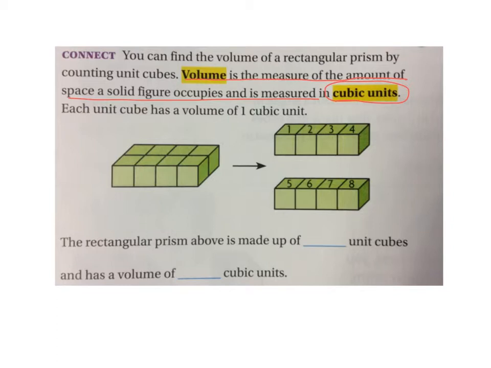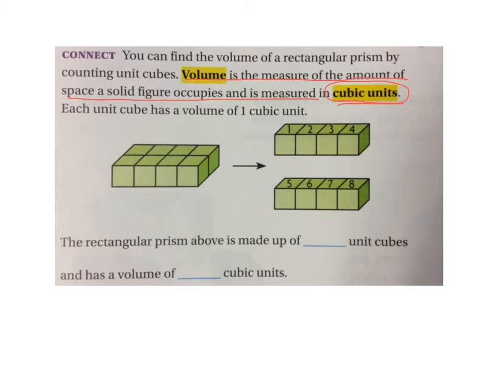Right. When we talk about area, we measure it in square units because we use 2 dimensions, the length and the width, to find the area. When we talk about volume, we're talking about 3-dimensional figures. So how many dimensions are involved? 3. So because there's 3 different dimensions involved, we measure volume in cubic units. Everyone say cubic units.